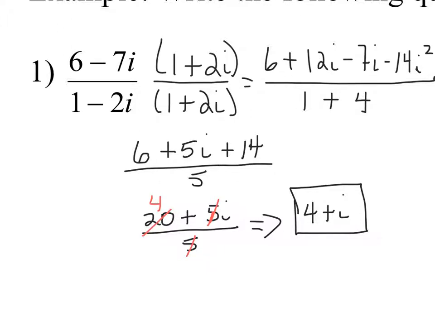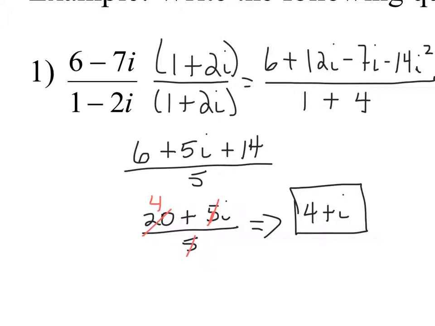Divided by, and then I just add the 1 and the 4, and I get a 5. Next, I'm going to combine like terms right here. Here I have a 6 and a 14 that I can add together. So I add the 6 and the 14 together, and I get 20 plus 5i. And there's my 5i. All over 5.